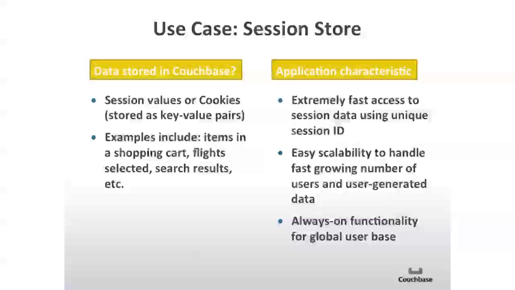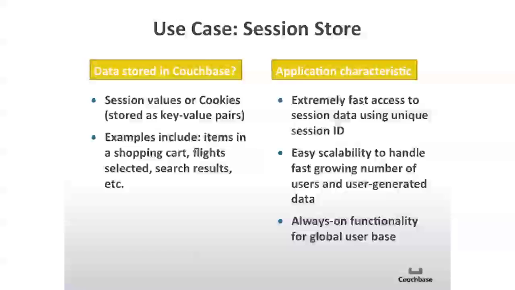So here the data stored in Couchbase is the session values or cookies, so any session information. They can uniquely identify a session using the session ID, and they can store the whole cookie in Couchbase. Some examples are shopping cart, flight selected, search results. Those are all session information, and they store those in Couchbase.